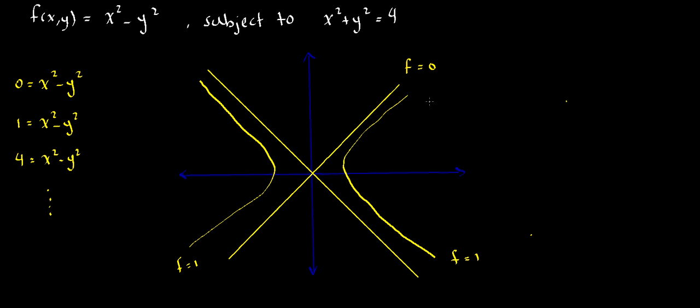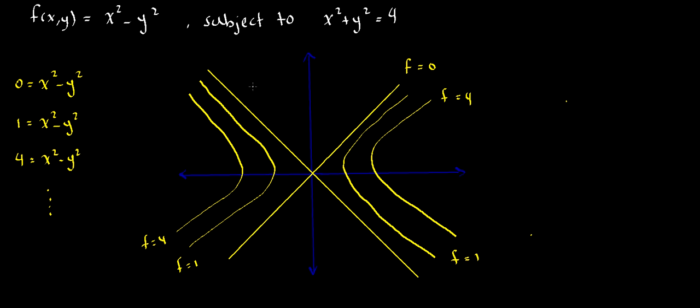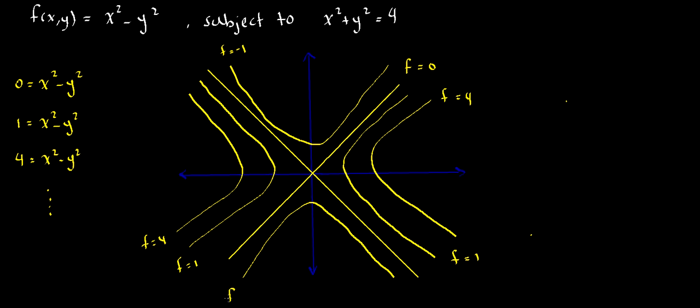When you do f is equal to 4, you're going to get these curves. Also, when you set f is equal to negative 1, you get these two curves, this one. You set f is equal to negative 4, and so on. Okay.